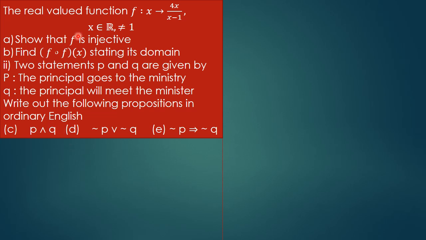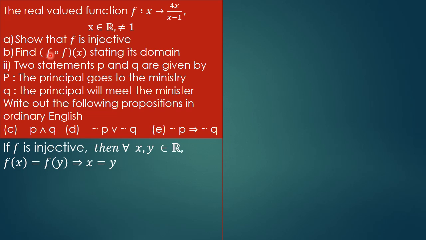So friends, let's start with this first part. So here is the function that we have. We should know that, guys, if f is injective, then for every x, y which belongs to the set of real numbers, that is the set that the function was defined from, f of x should be the same as f of y, and most importantly, x should be the same as y.